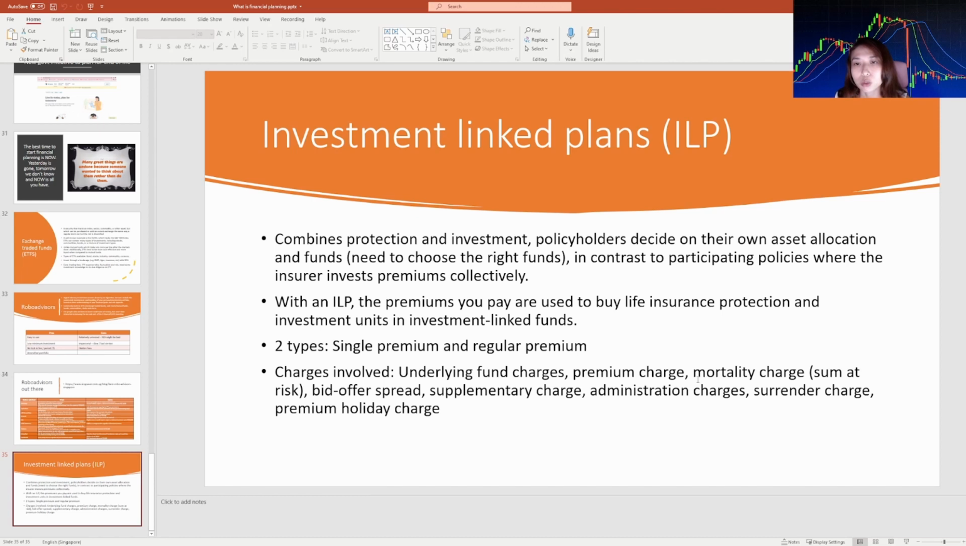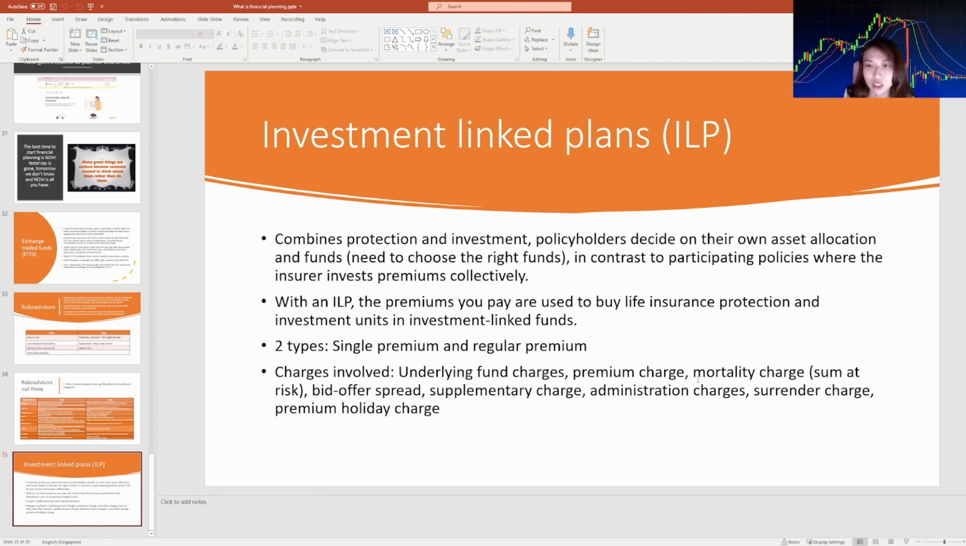Yeah, so usually you will invest until a certain number of years, then the insurer will allow you to go on premium holidays. Then that's usually also when most of the charges stop. Okay, so some of the charges involved in investment-linked plans are underlying fund charges.